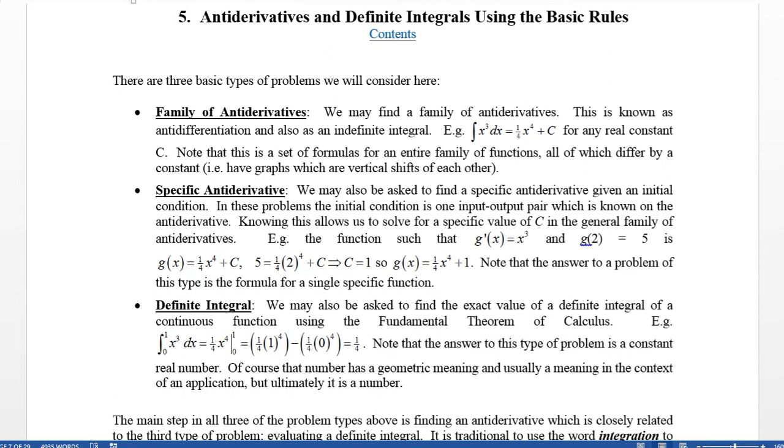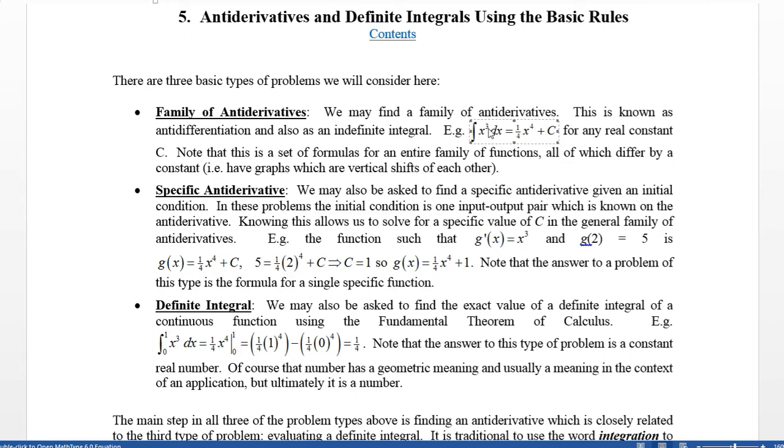The first of these is where we find a family of antiderivatives. This is also known as antidifferentiation, and it's also known as an indefinite integral. So for example, when you see this symbol, the integral sign without any limits, that means it's an indefinite integral or antiderivative, and it's asking you to find not one but the entire family of antiderivatives. At least that's usually the context that we use that notation.